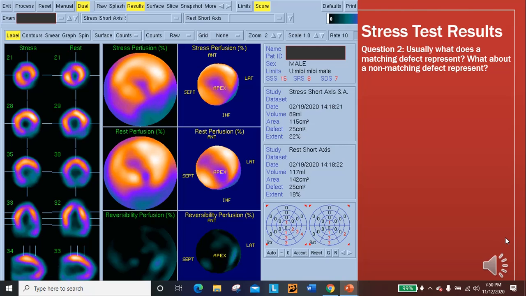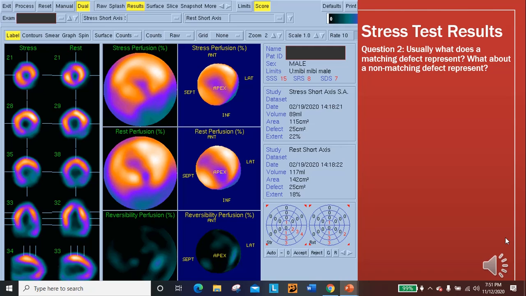This is another view of the stress test results, and it's focused on the apex, as you're looking at the heart from the apex going towards the base. You see a bluish purple spot in the middle of the apex on those images on the stress perfusion and the rest perfusion. It is on both of them, so you'd call that a fixed or matching defect.